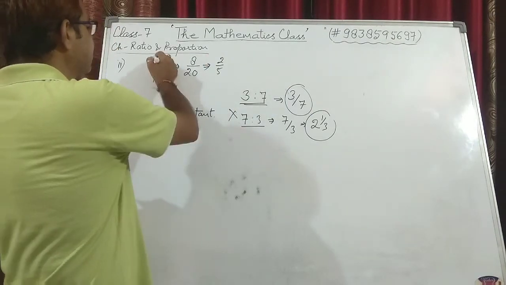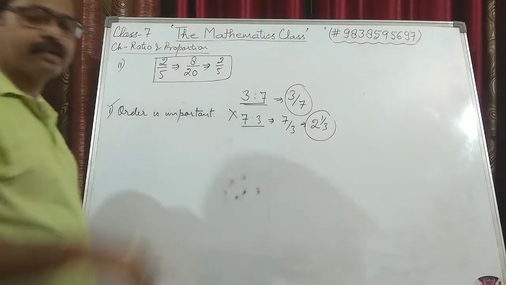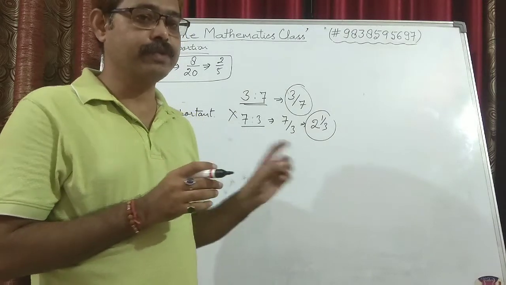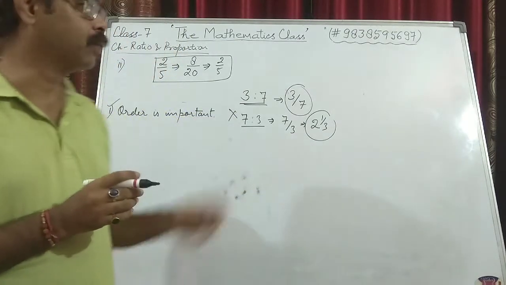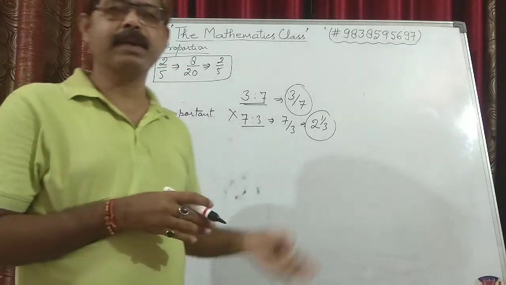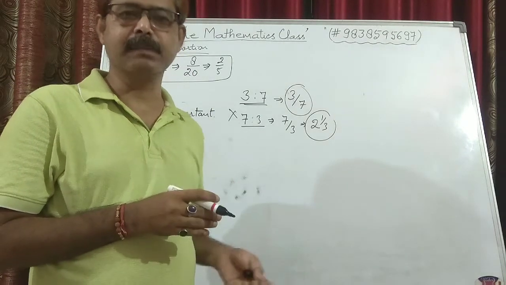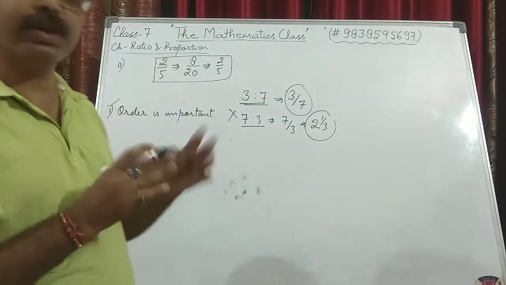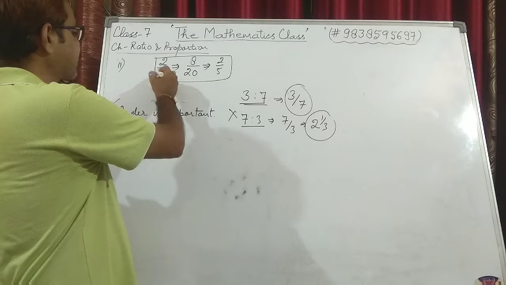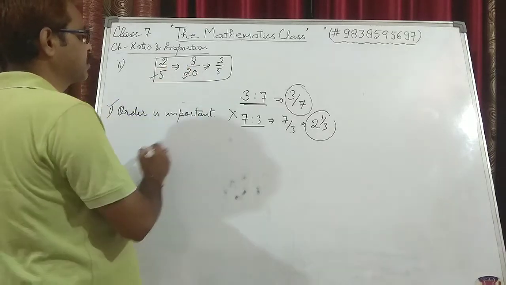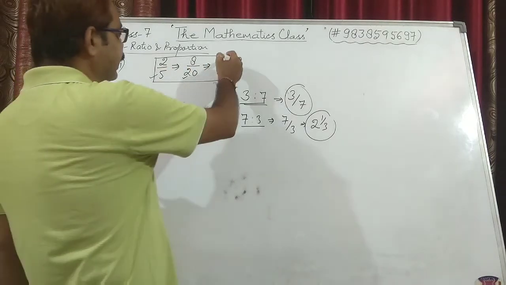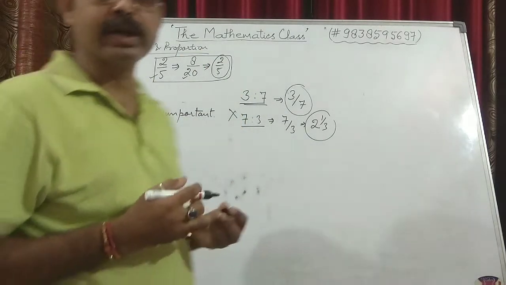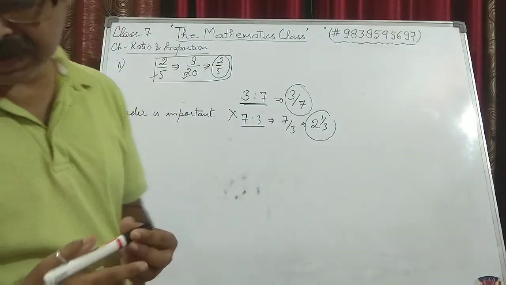This means that if you multiply or divide by the same non-zero number, we cannot multiply or divide by 0, as you all know, then the ratio does not change, though the fraction changes. You can see the fraction was 2 upon 5, and here the fraction is 8 upon 20. But ratio means its lowest term, and that is in the form of 2 upon 5. So the ratio will not change.